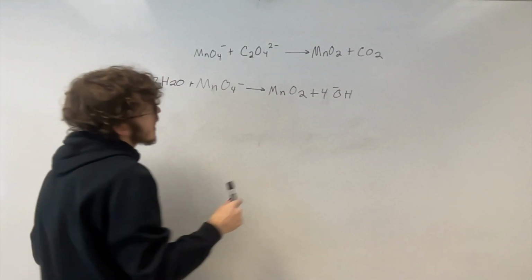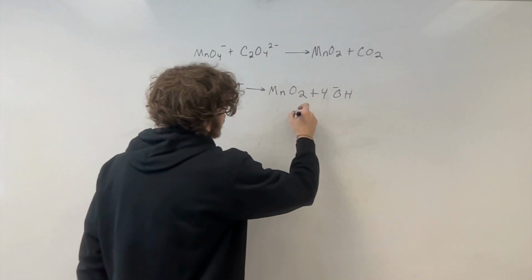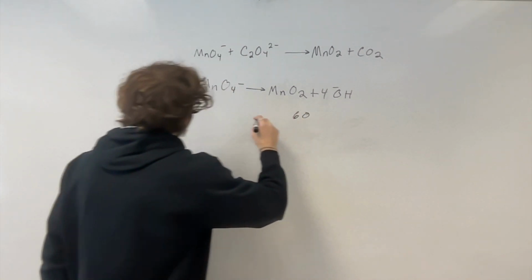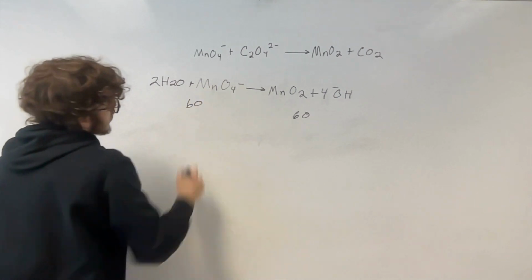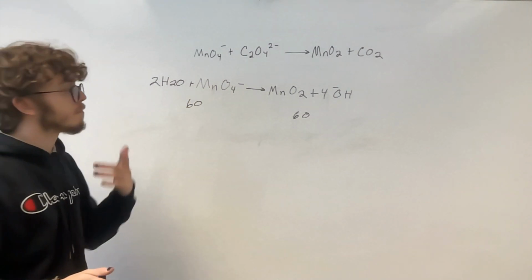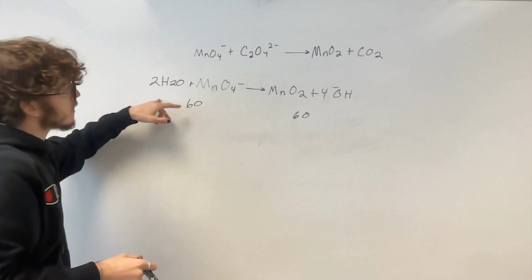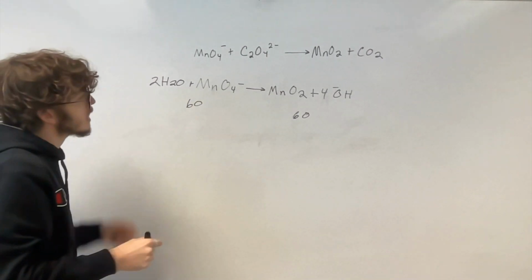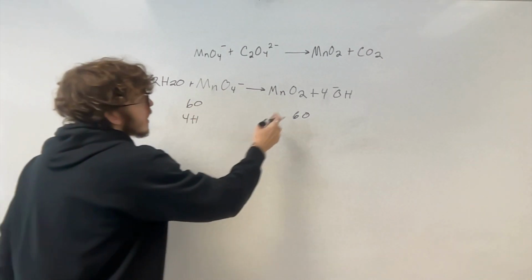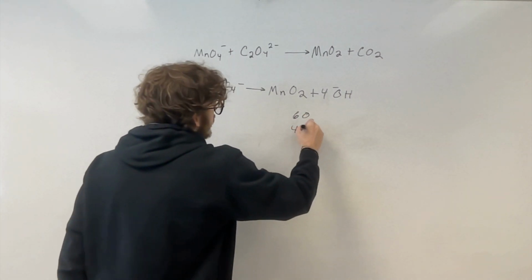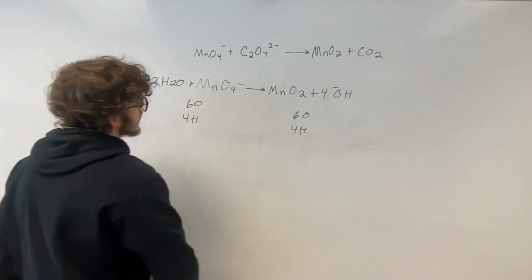Okay, so notice we have 6 oxygens over here and 6 oxygens over here. I just randomly guessed 4, but it seems to be working out. 4 H's and 4 H's, so I know that we're balanced on the atomic scale.